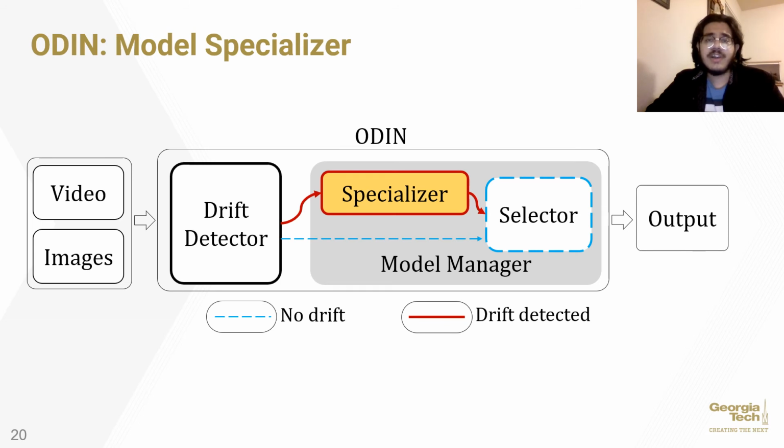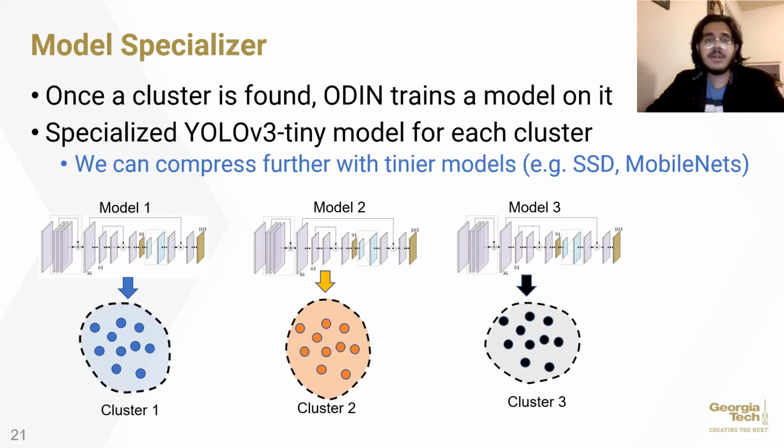Once the drift detector identifies a cluster with DA GAN and the KL divergence, ODIN uses Model Specializer to create new models. Our starting model is a YOLO v3 model. Each specialized model is a tiny version of YOLO v3 with only 9 convolutional layers. ODIN creates a specialized model for each cluster identified by the drift detector.